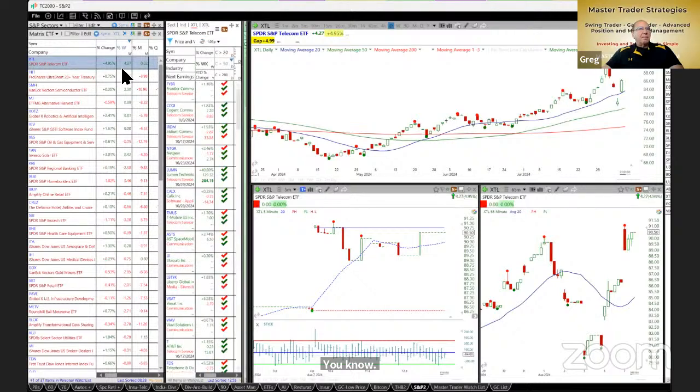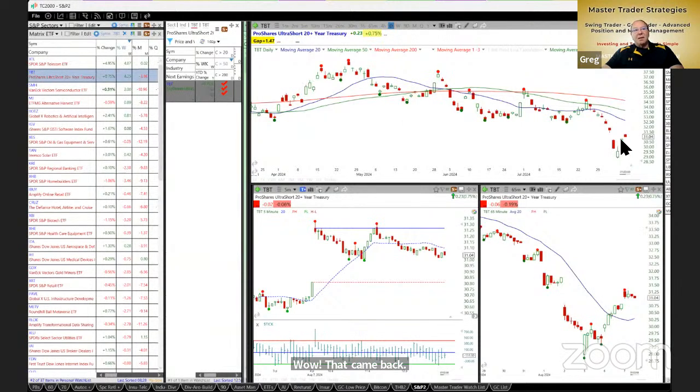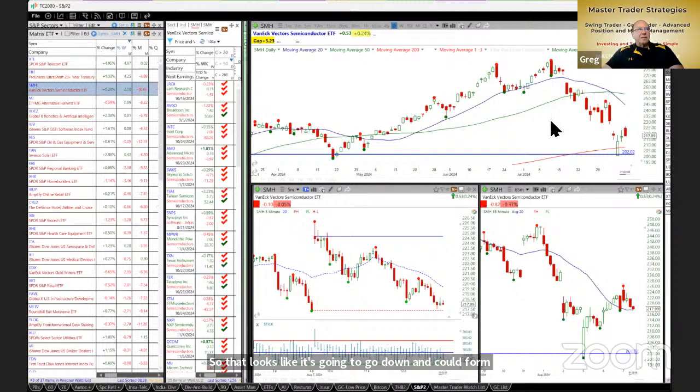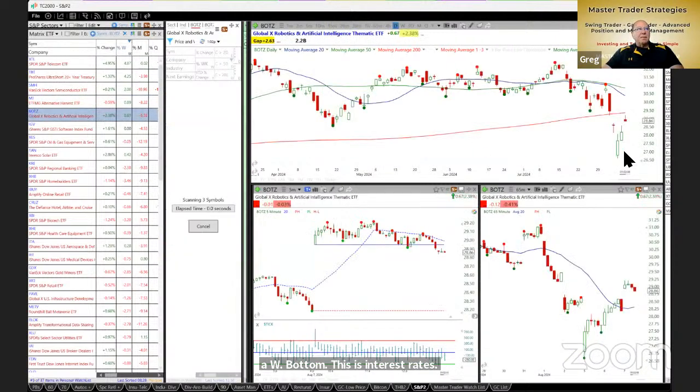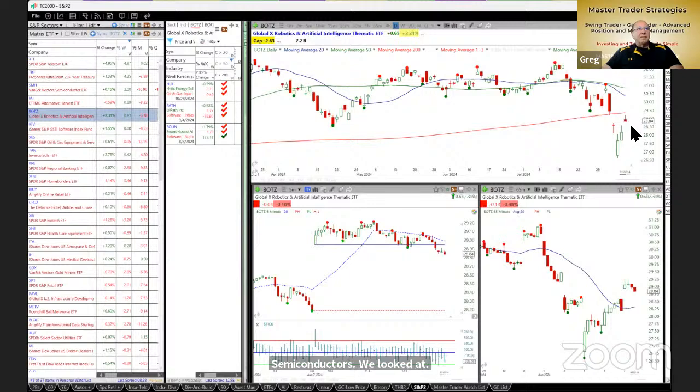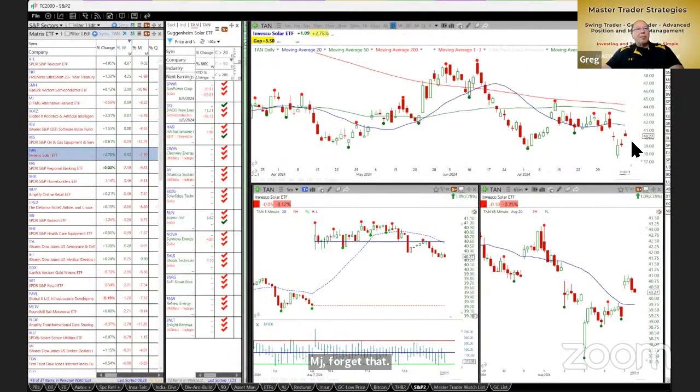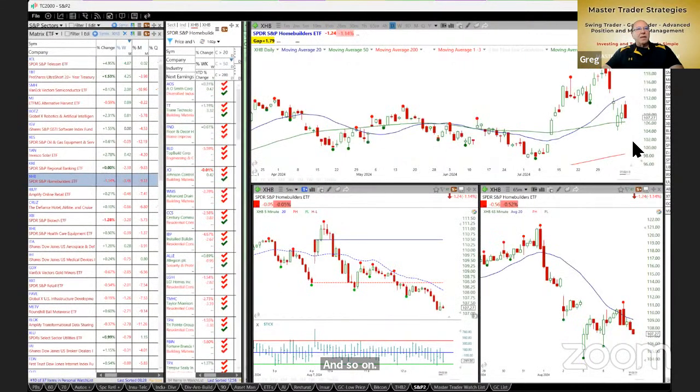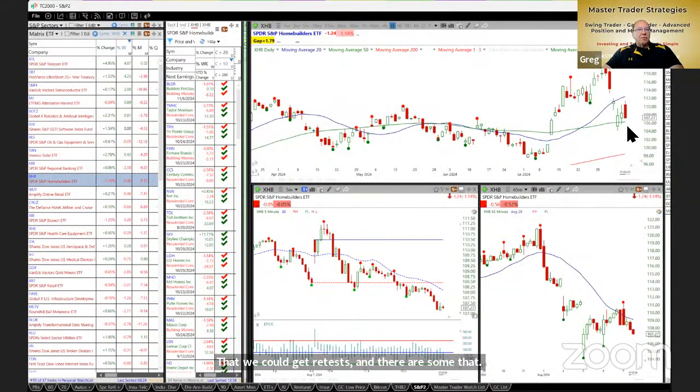So telecom is up. Well, that came roaring back. Maybe TMUS did. TBT. So that looks like it's going to go down and could form a W bottom. This is interest rates. Semiconductors we looked at. MJ, forget that. And so on. So there's a lot of patterns here where we could get retests, and there are some that look like they're going to form continuation patterns like this, because this should have never happened. It should have never happened.